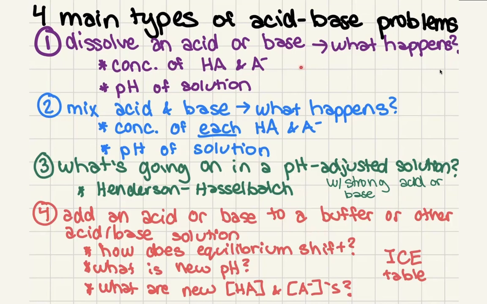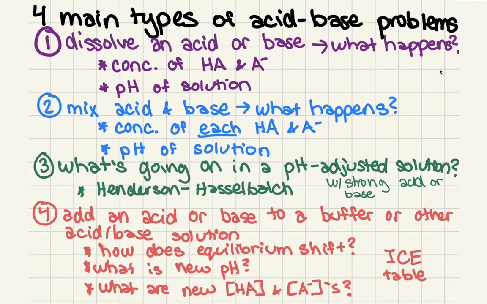Now, we'll see in the first type of problem that if we just dissolve an acid in water, we're going to reach some sort of equilibrium and we're going to have a specific pH. That pH is going to depend on the concentration of the acid that we add, as well as the pKa of that acid. But that doesn't mean that we're stuck at that pH. So we'll have some initial values, some initial ratio of our acid and our base.